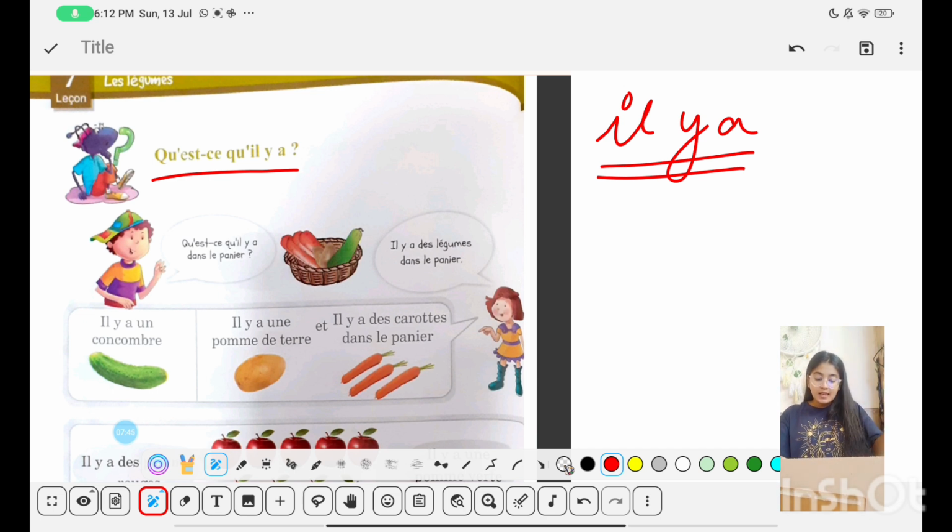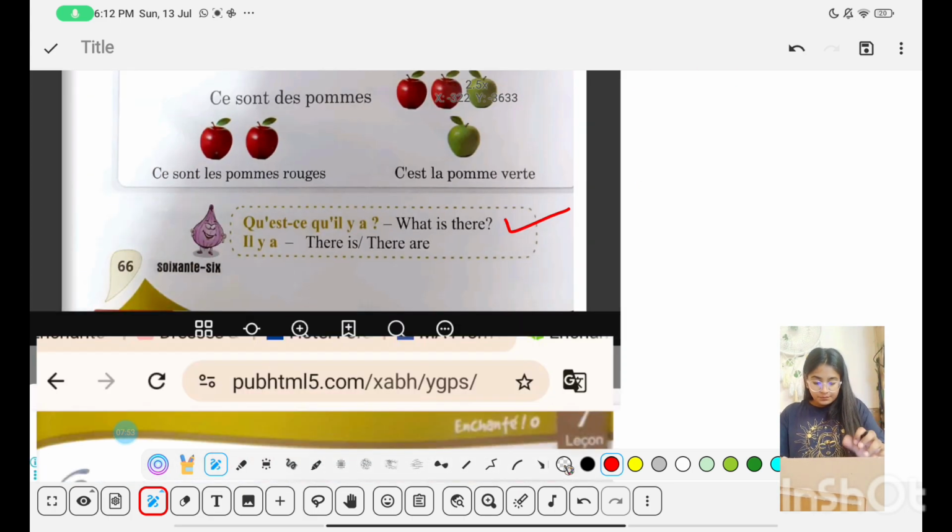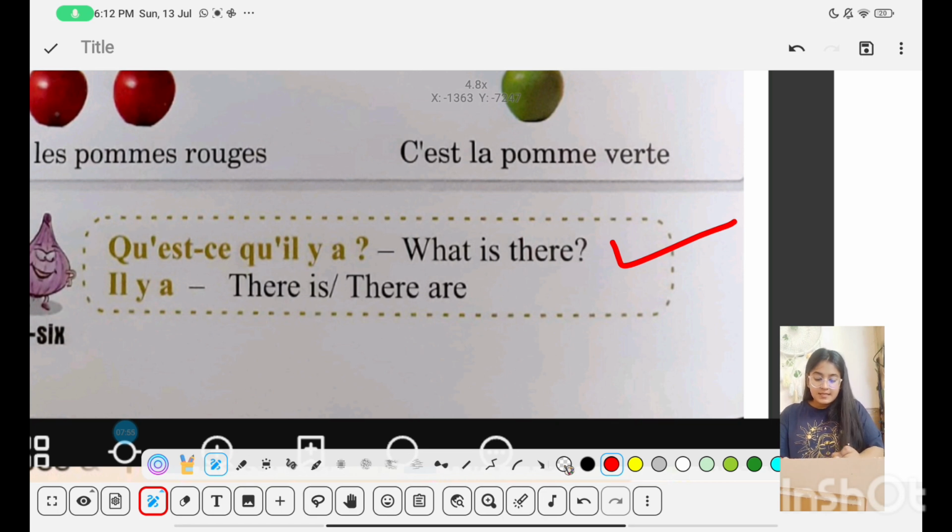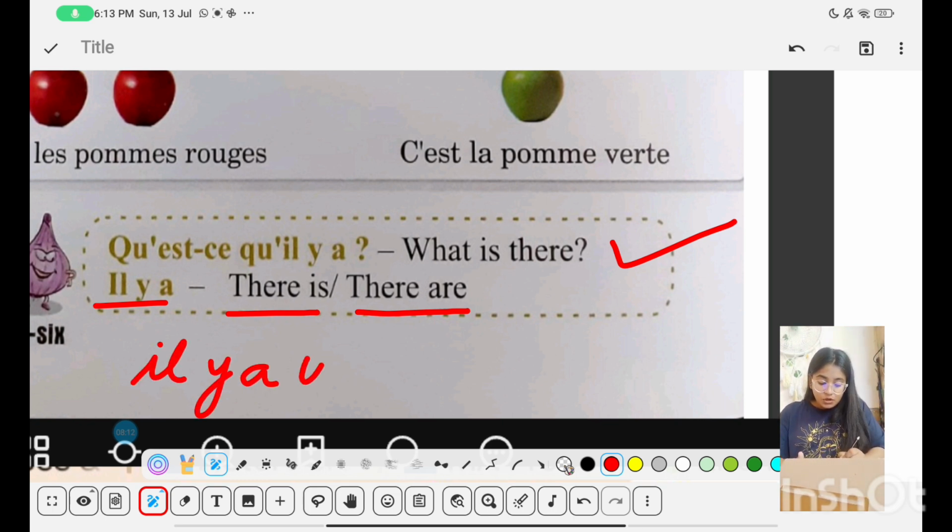Okay. Il y a. And then une pomme de terre or il y a des pommes de terre, according to the number of objects. So here it is given. Qu'est-ce qu'il y a? What is there? Il y a, there is or there are. Now if it is a single object, that there is a tomato or there is a potato. Suppose there is a tomato. So il y a une tomate.